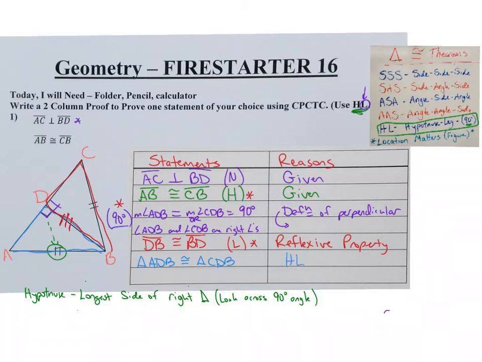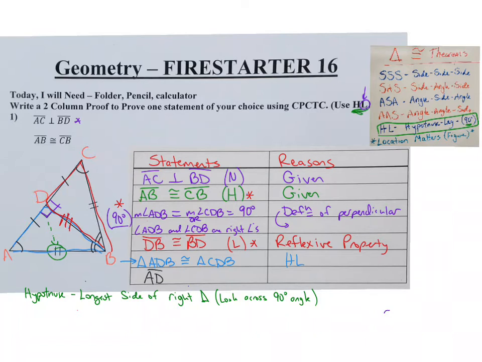So HL. Now remember, once you see this, once we have a triangle statement, then we get to fill out the rest of the triangle. So I could say angle A is congruent to angle C. I could say angle ABD is congruent to angle CBD. I could say AD is congruent to CD. So it's really whatever one of those three choices you have.